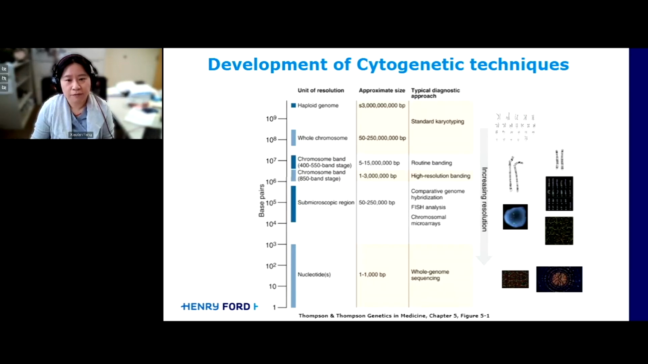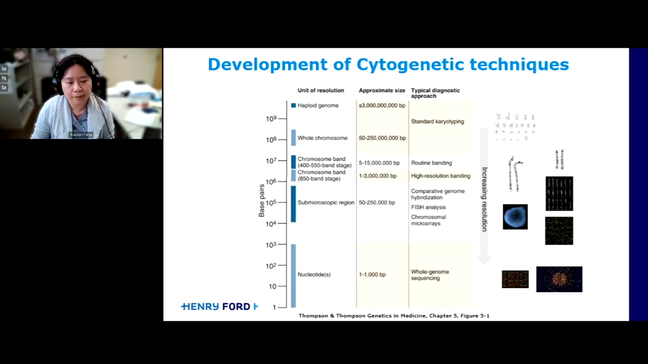So through the development of cytogenetic techniques, here is a summary of all the units of resolution, and you can see it follows a specific pattern of increasing resolution. For the haploid genome, the approximate size is around 3 billion BP, and the whole chromosome is around 50 to 250 million BP, and those could be detected by standard karyotyping. And when the banding technique was developed, we could search for specific chromosome bands at the 400 to 550 band stage, or higher, with high resolution banding up to the 850 band stage. At the 400 to 550 band stage, we can detect around 5 to 15 million BP, while with the high resolution one, we can go to 1 to 3 million BP.